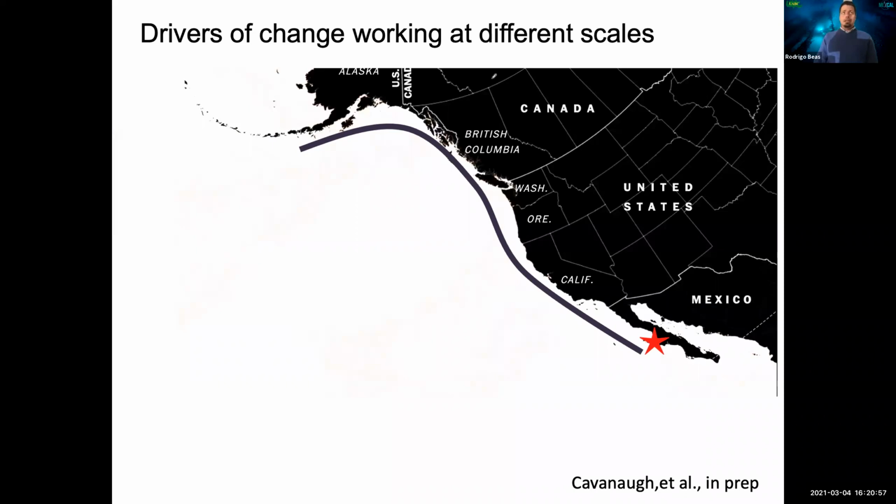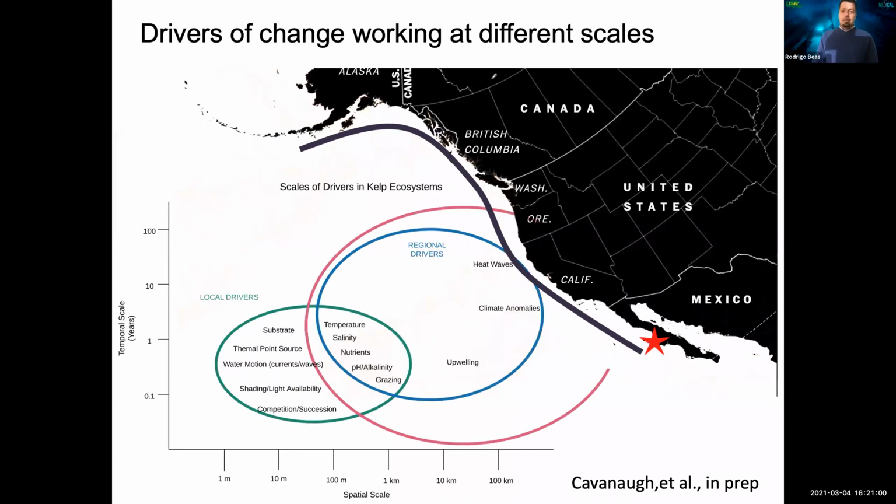Also, it's interesting to note that these drivers of change are working at different scales. Here you can see temporal and spatial scales, and different things surrounded by different bubbles. For example, sewage and fishing have local effects, while acidification and sea level rise will have effects at global scales. And while marine heat waves, hypoxia, and upwelling have influence at regional scales, we need to understand this complexity together and try to start building databases that are easy to access, that are live, so we are able to see things happening at the same time.